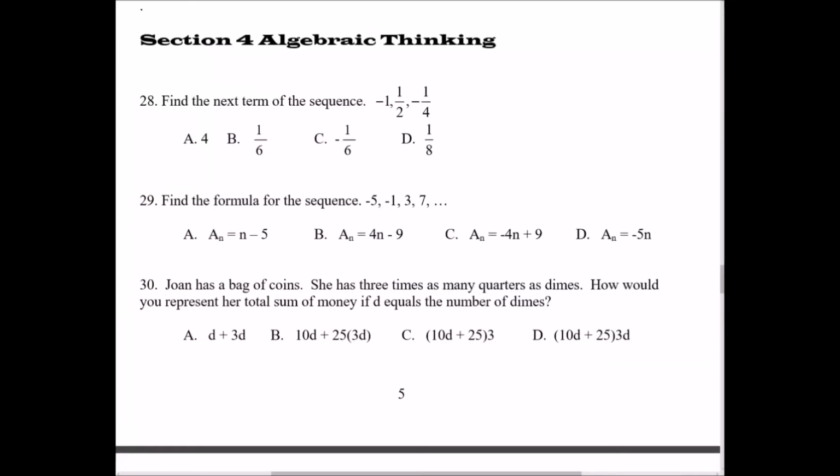Alright, so now we move on to competency 4 of pretest number 2. Our first question is, find the next term of the sequence -1, 1/2, -1/4. Our options are 4, 1/6, -1/6, or 1/8. Well, let's switch over and look at it.